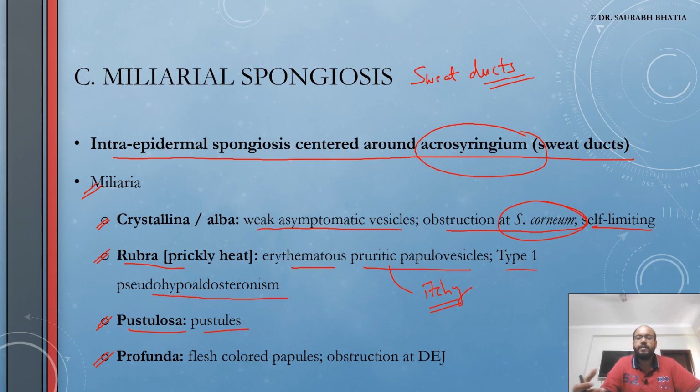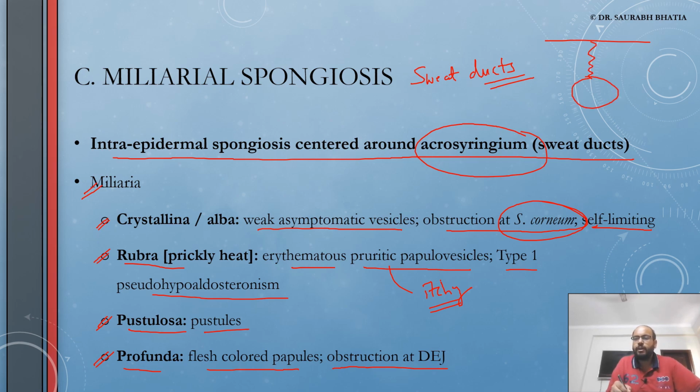So miliaria, and these are the different types of miliaria. You have crystallina or alba. You have rubra, which is commonly known as prickly heat. You have pustulosa, in which there are multiple pustules, and profunda. In crystallina or alba, it is weak asymptomatic vesicles and the obstruction occurs at the level of stratum corneum.